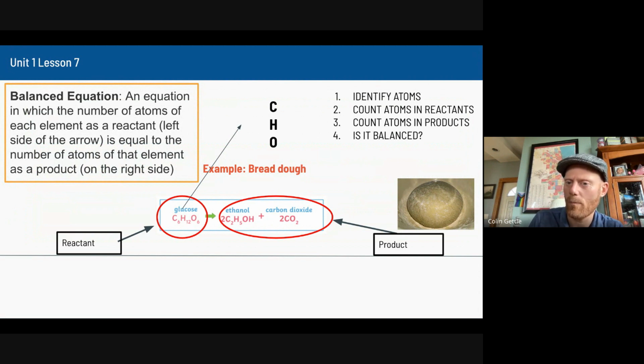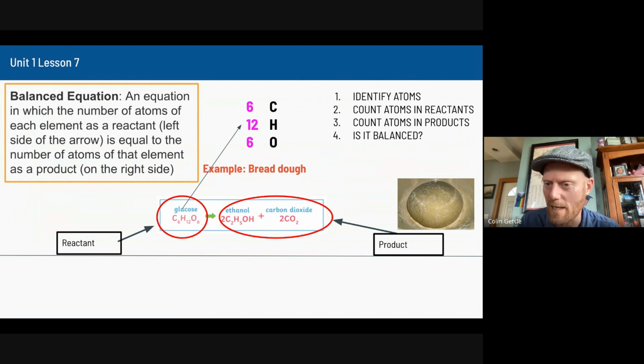The second step, we need to count the atoms in the reactants. So if we look at that glucose, you will see there's a small 6 just below that C. That indicates how many of those atoms are in that molecule. So we see a 6 there, so we know there are 6 carbons in that glucose molecule. I see a 12 just next to and below the hydrogen, so I know there are 12 there. And I see a 6 next to the O, so I know there are 6 oxygen.